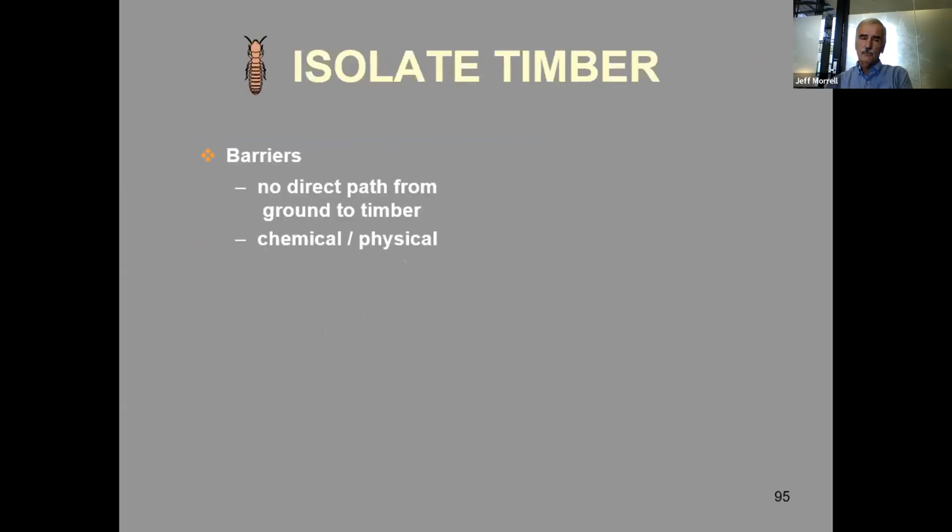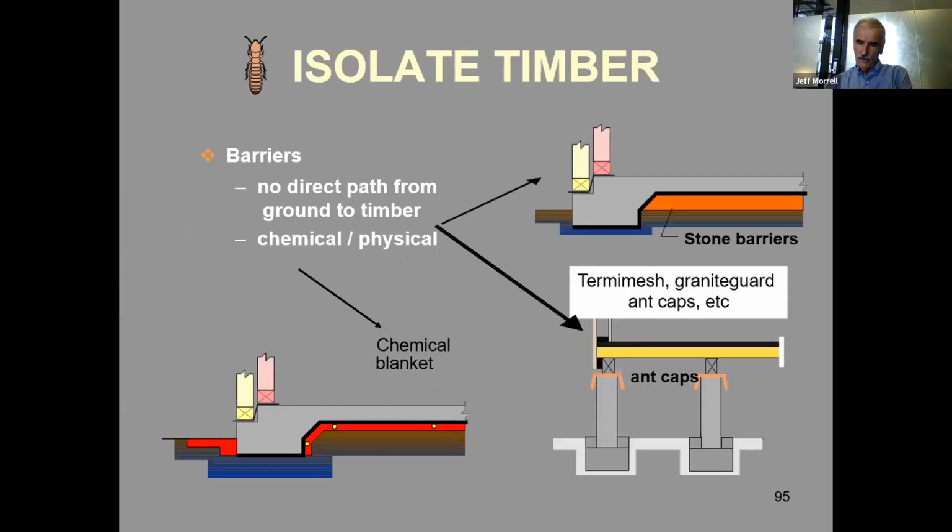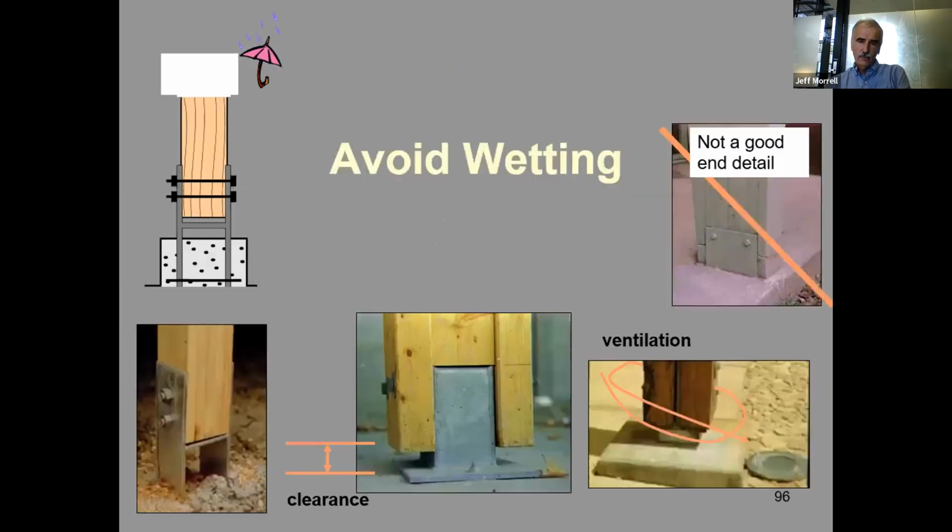We can isolate the timber, so there's no direct path from the ground to the timber, either using chemicals or physical barriers. These are just examples of barriers. So what we're doing here is trying to get separation. So then we'll look at it a little more carefully. And the other one is to avoid wetting. So these are all examples of features that keep the wood from direct contact with the soil or concrete, because otherwise water will be absorbed.